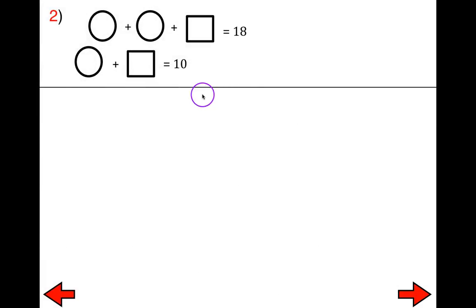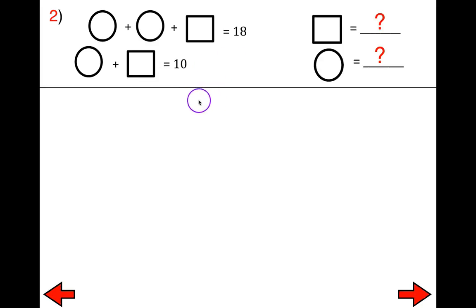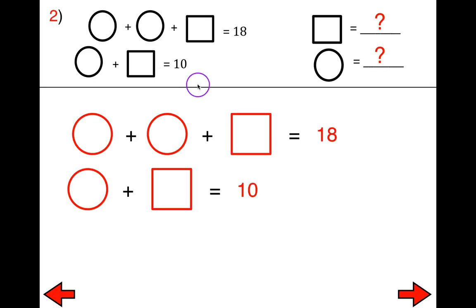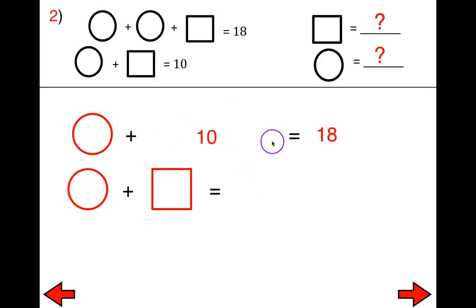Okay, so now let's take a look at the second one. It says 2 circles plus 1 square equals 18, and a circle plus the square equals 10. So again, what we're going to be doing is substituting. First, I recognize that a circle and a square can give me 10. So I'm going to replace 1 circle and 1 square with 10.